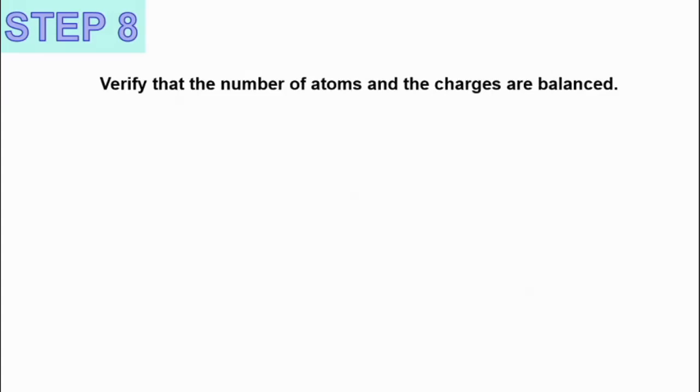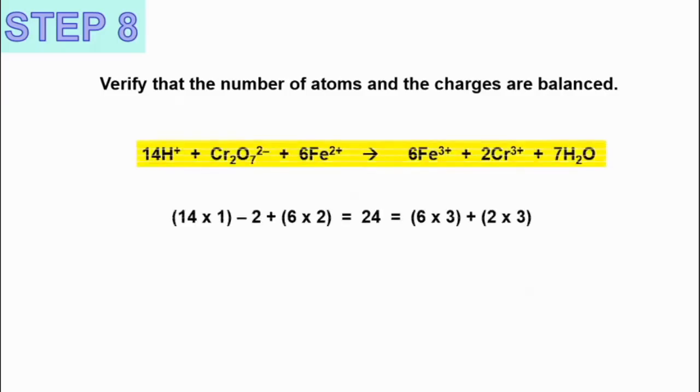However, for safety, or to make sure whether what we did in the previous steps was correct or not, whether it is wrong or right, we need to verify the number of atoms once again, and also check whether the charges are balanced or not, just to be safe. So let's check together. This is the balanced equation from just now.